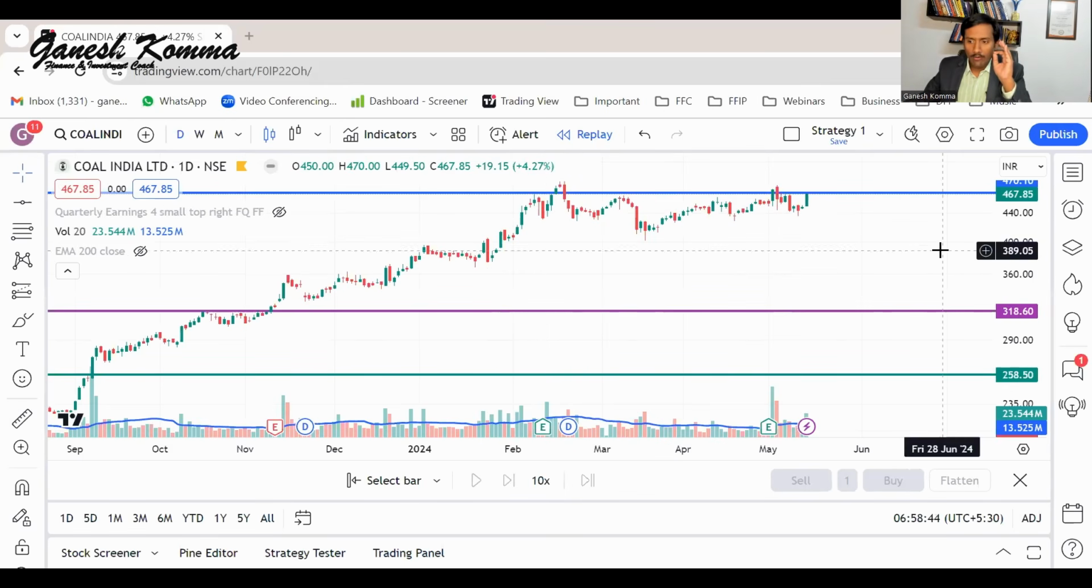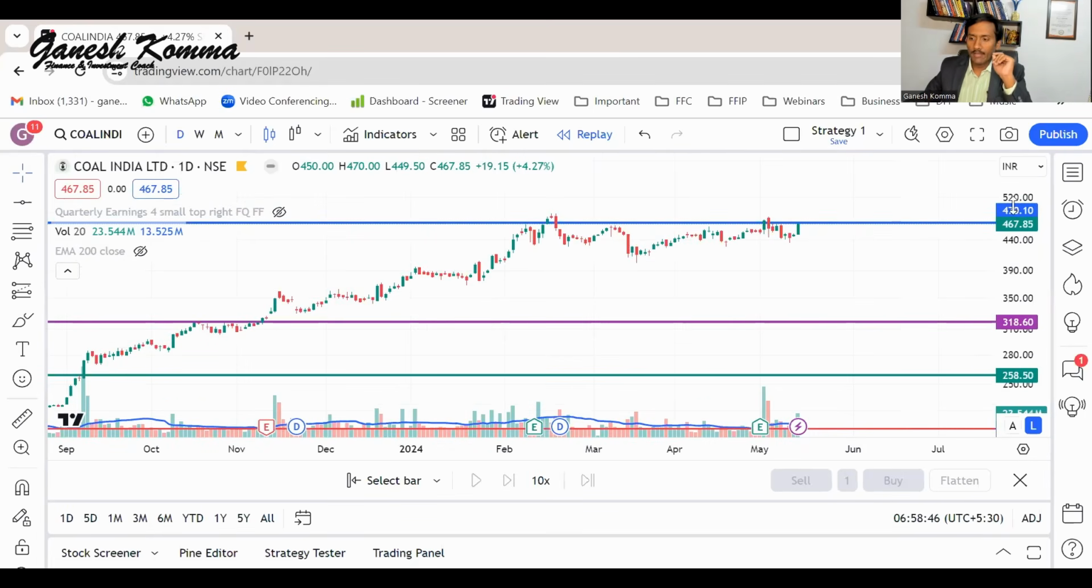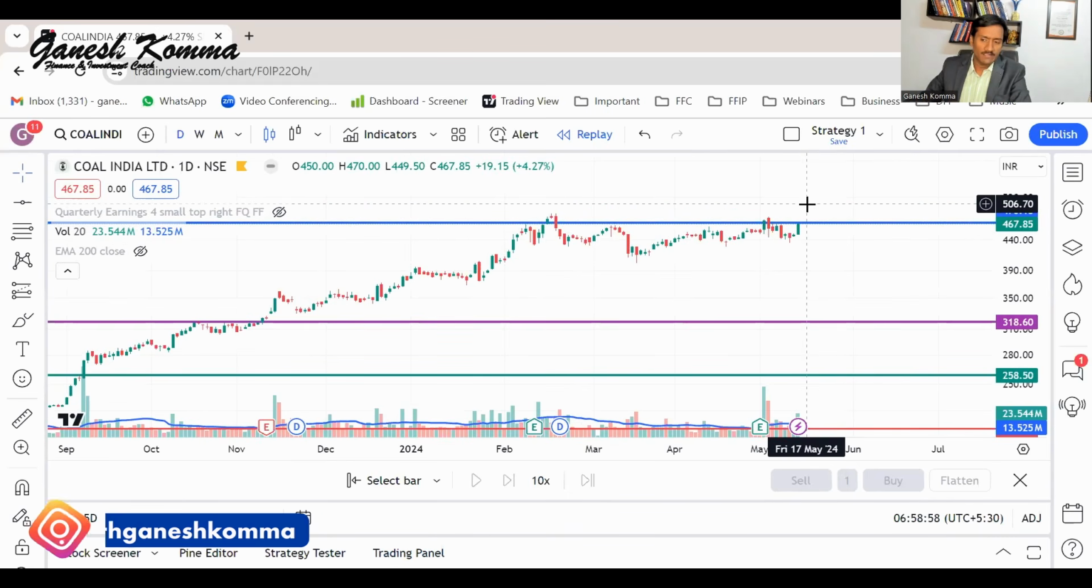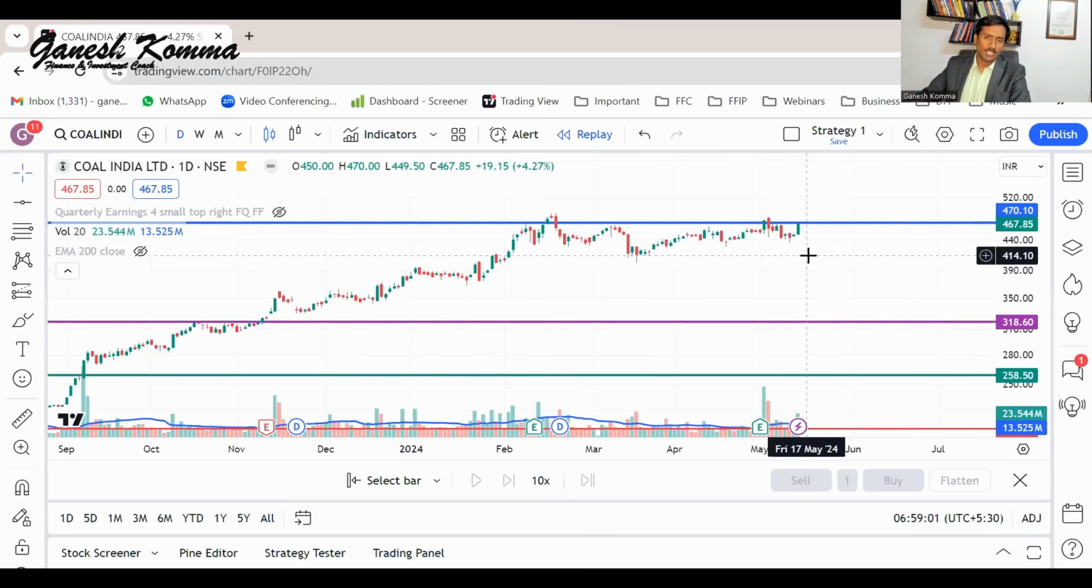And this level of 470 has acted as a very strong resistance for almost the last 3-4 months. We draw our resistance line by using the Trendline tool, and if it is able to break out of this resistance, it can further pick up more strength.